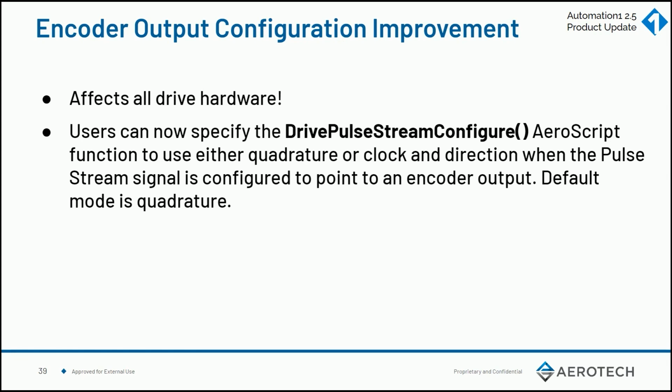What does this mean, right? That's a whole mouthful, right? So users can now specify the drive pulse stream configure AeroScript function to use either quadrature or clock and direction when the pulse stream signal is configured to point at an encoder output. So basically we have this concept of a pulse stream in AeroScript that you can send pulses to the drive, where those pulses can be either quadrature pulses or clock and direction pulses.